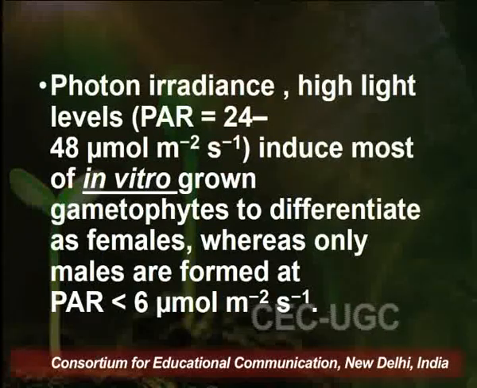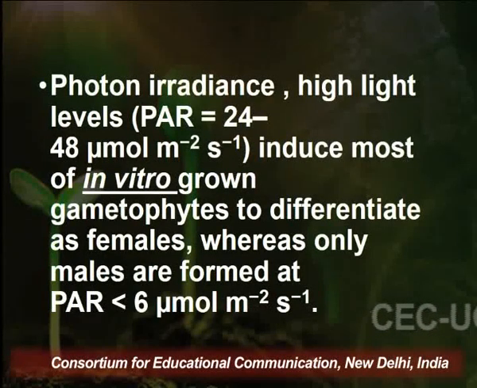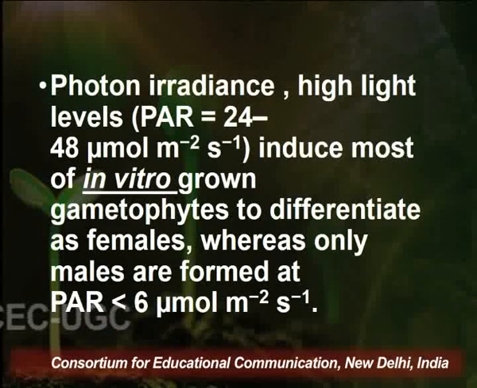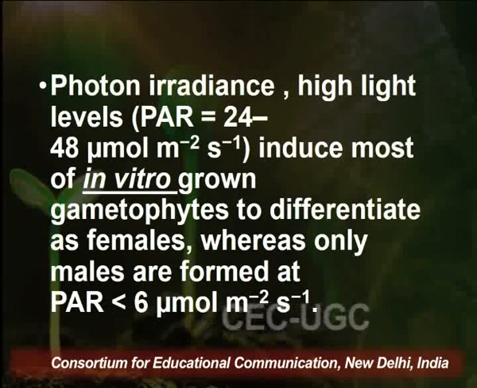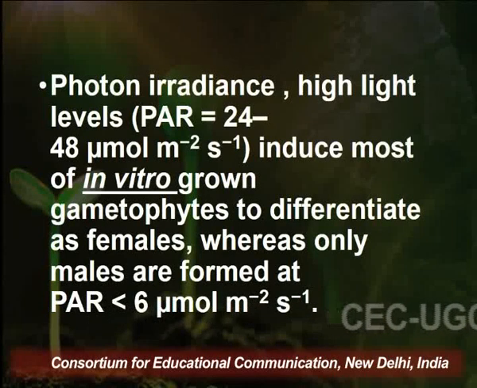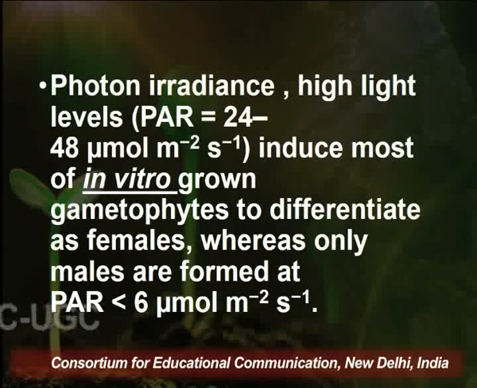On your screens you would find that if the photosynthetically active radiation is between 24 and 28 micromoles per square meter per second, then most of the in vitro grown gametophytes will develop as females. But if it was less, then they would be in the form of males. We can also talk about the addition of sugars, which is going to change the nutrition, and it would also promote male development.